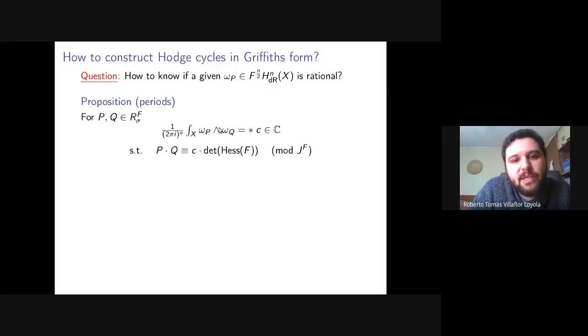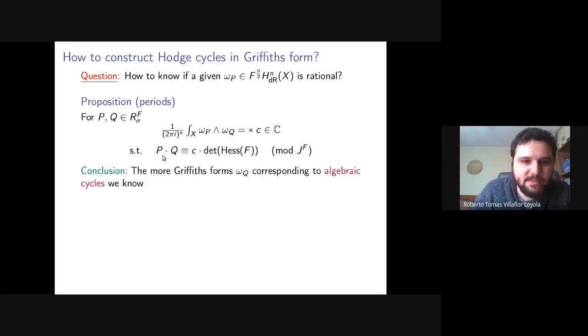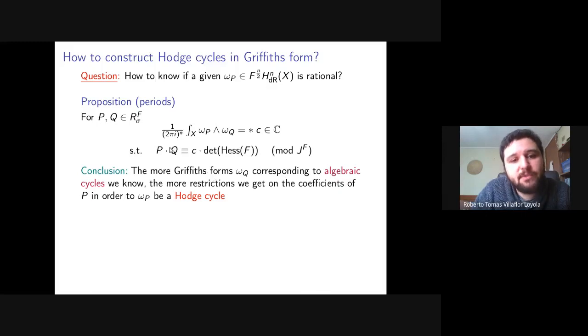So we can try to compute the Griffiths form of an algebraic cycle, and the more algebraic cycles we have, the more restrictions we will get by these relations, right? In the coefficients of P, in order to construct a Hodge cycle. So this is the conclusion: the more Griffiths forms that we are able to compute corresponding to algebraic cycles, the more restrictions we will get in the coefficients of P.